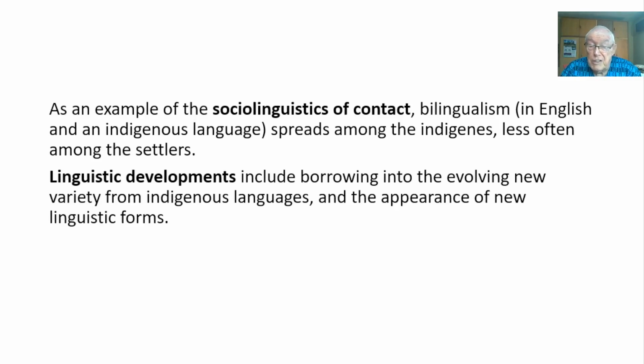As an example of the sociolinguistics of contact, bilingualism in English and an indigenous language spreads among the indigenes, less often among the settlers. Linguistic developments include borrowing into the evolving new variety from indigenous languages and the appearance of new linguistic forms.